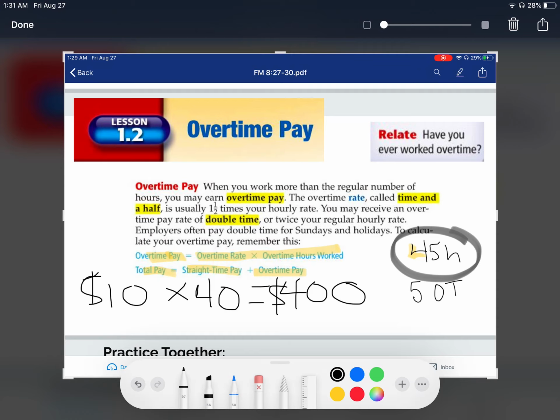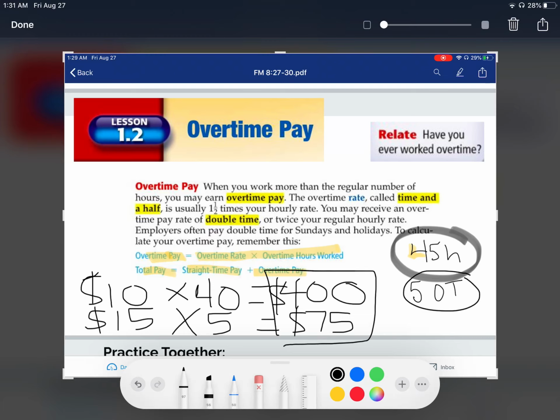But you also have 5 overtime hours. So for that overtime, you're getting paid time and a half. Your rate is higher. Your time and a half rate is going to be $15, and you worked 5 overtime hours. 5 times 15 is $75. So your total pay is your straight time pay plus your overtime pay. So this person's check would be $475.